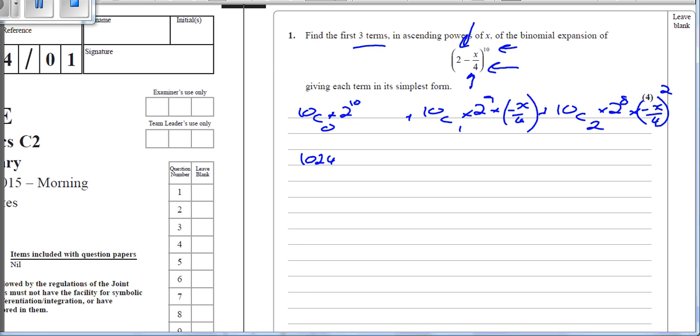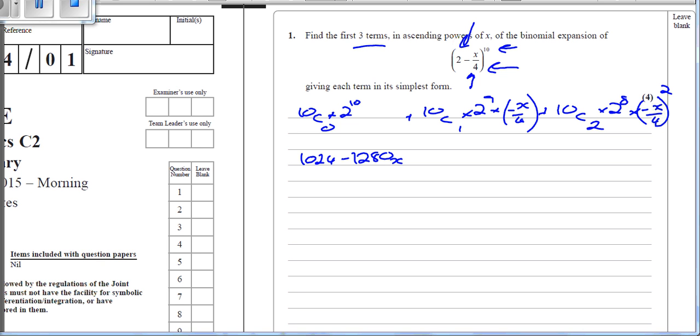The next one, there's only one negative sign, so it's going to be a minus. It's going to be 10 choose 1 times 2 to the power of 9 times x over 4. So it's 10 times 2 to the power of 9, and then divided by 4, and that equals 1280x.